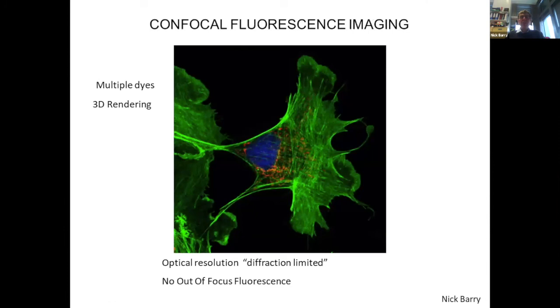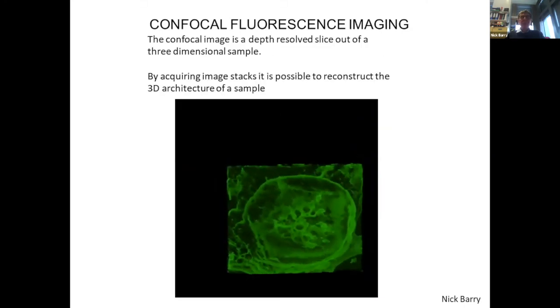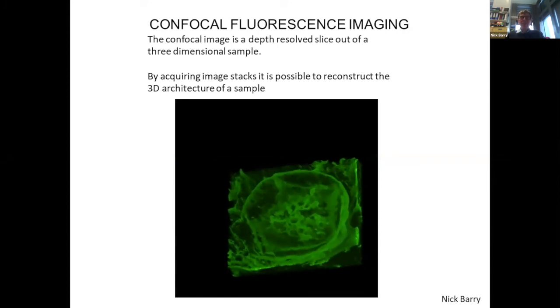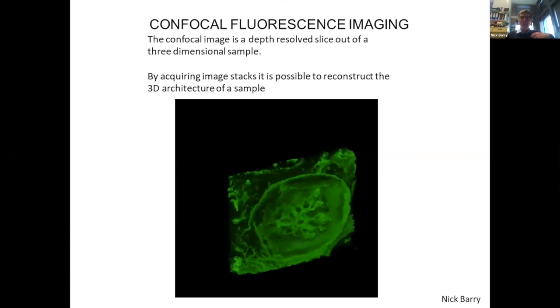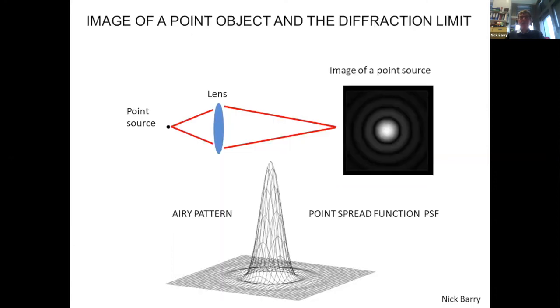What it gets you is a single slice out of a 3D object, multiple colors, no out of focus fluorescence, diffraction limited resolution, and so on. They're really very powerful instruments. You take a bunch of those slices and put them together, you get a depth resolved stack, and this is where a lot of information suddenly becomes apparent. You can see the three-dimensional structure, and that gives you a much better idea of how things actually are working.